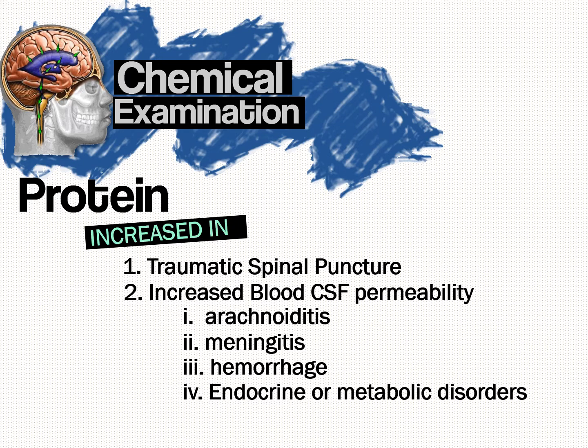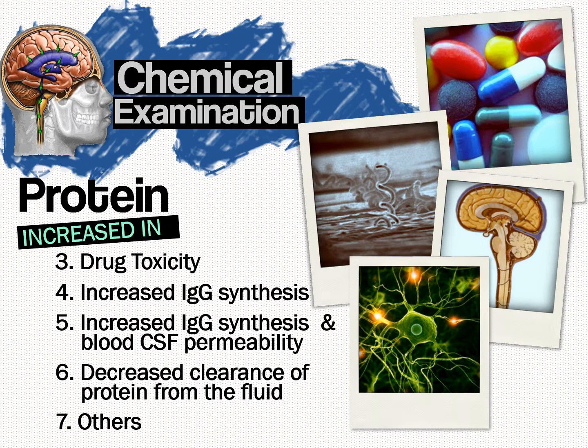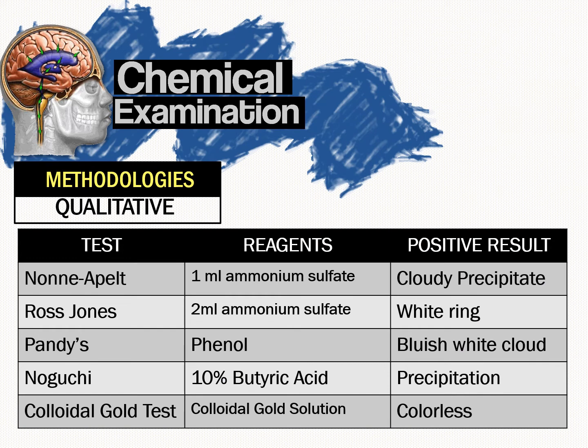On the other hand, CSF protein has been observed to be increased in the following. We have traumatic spinal puncture and also increased blood-CSF permeability, examples of which include arachnoiditis, meningitis, hemorrhage, and endocrine or metabolic disorders. By the way, among all these, meningitis and hemorrhage are the most common causes of elevated CSF protein. Drug toxicity, increased IgG production and blood-CSF permeability, decreased clearance of normal protein from the fluid, and others are also causes of increased CSF protein.